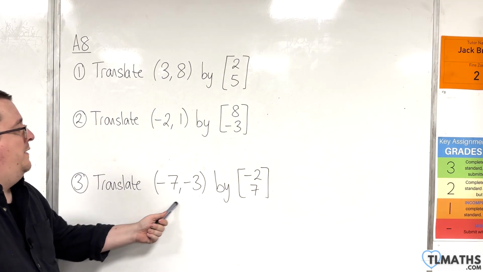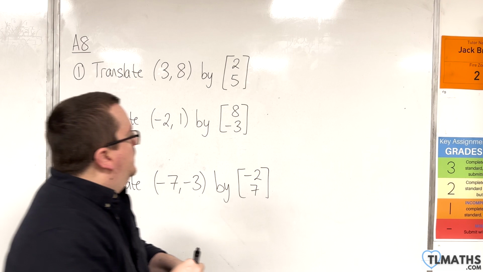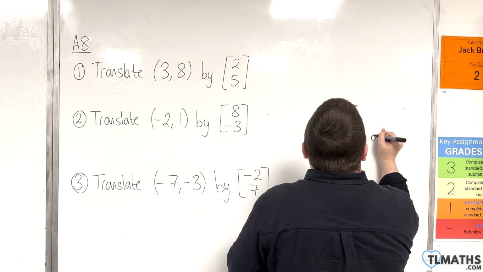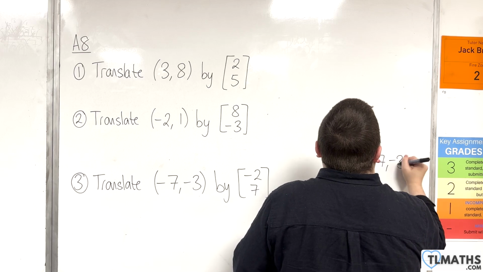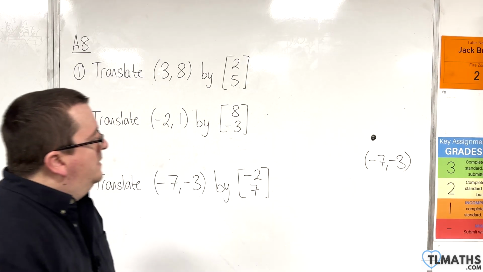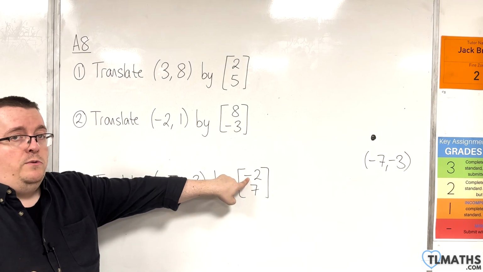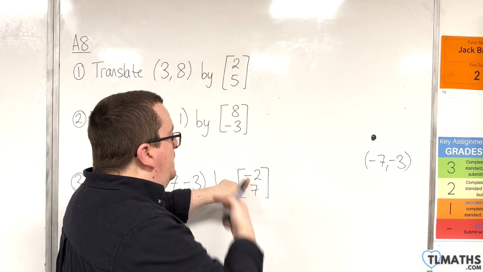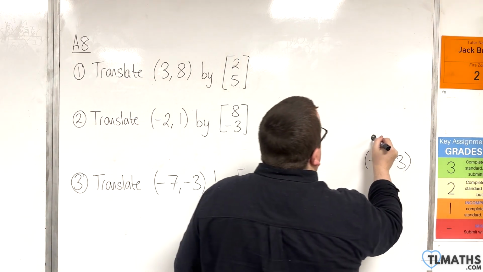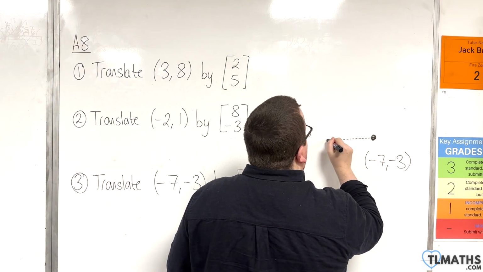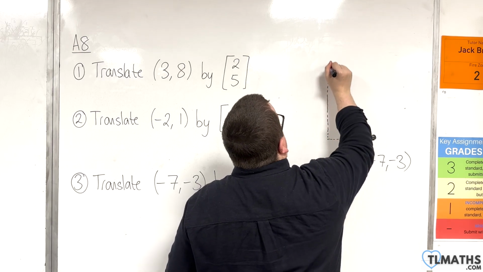Translate (-7, -3) by (-2, 7). Okay, so here's my point. (-7, -3). And this is instructing me to pick up and move that 2 units to the left and then 7 units upwards. So 2 units to the left and then 7 units upwards.